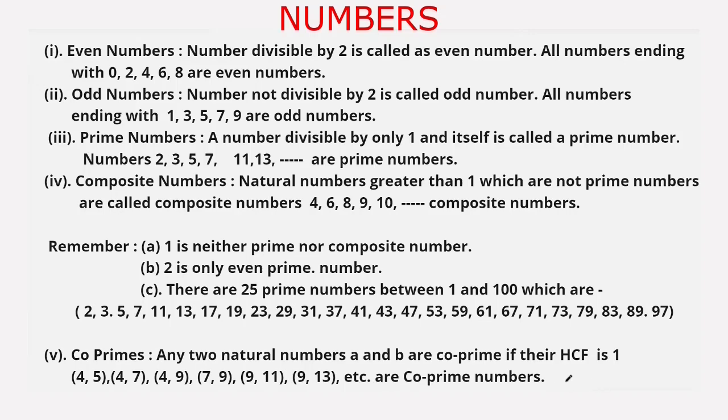Individually each may be a composite number, but together they have only one common factor, which is 1, or the HCF of these numbers is 1. Therefore, these are called co-primes.